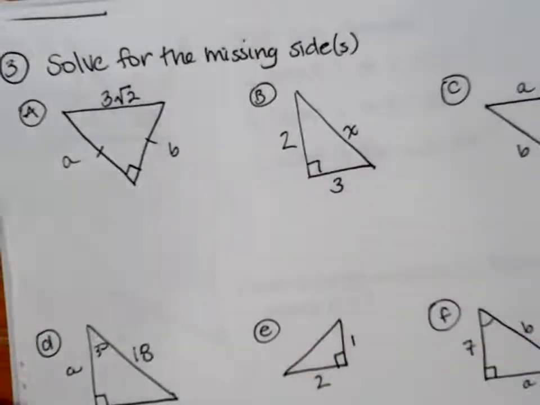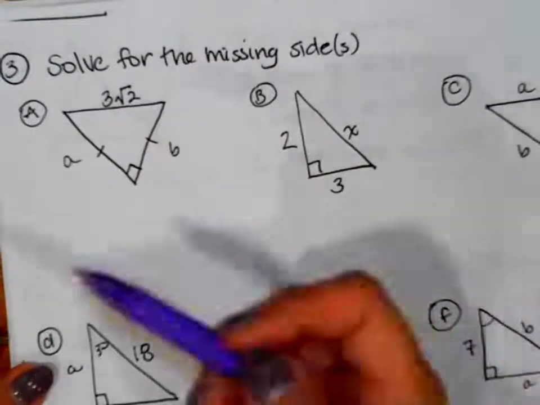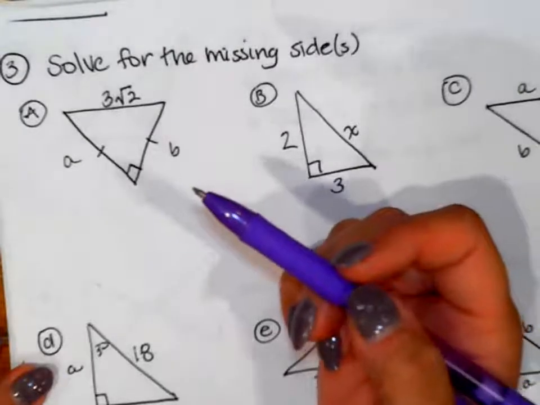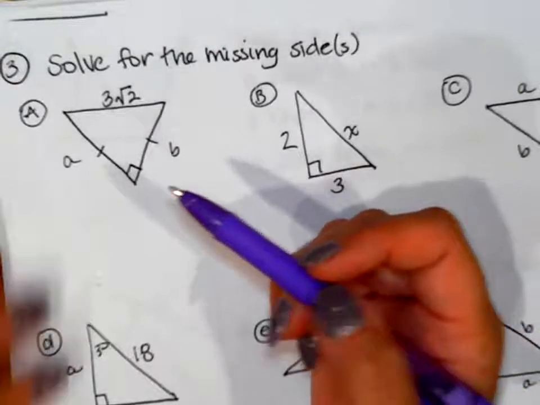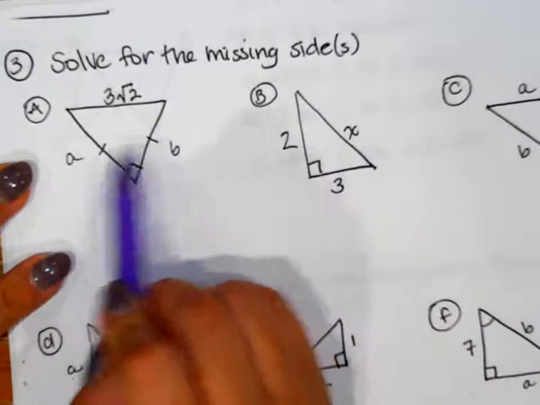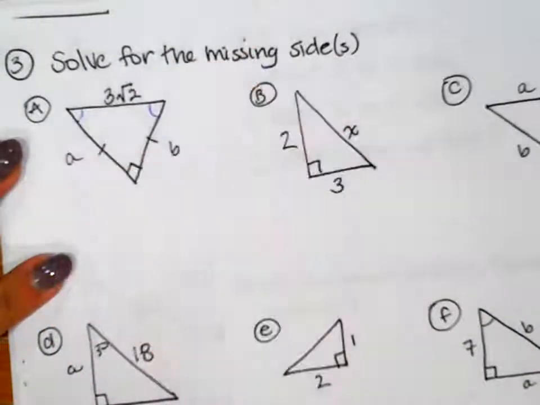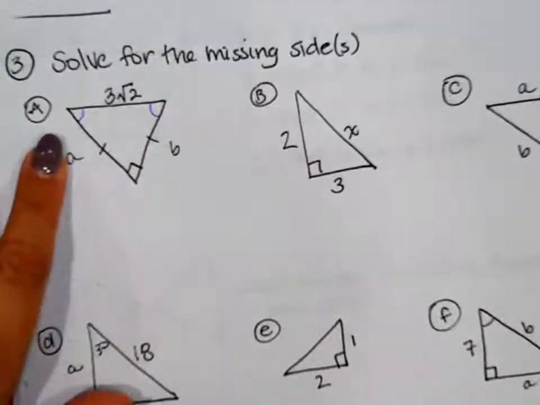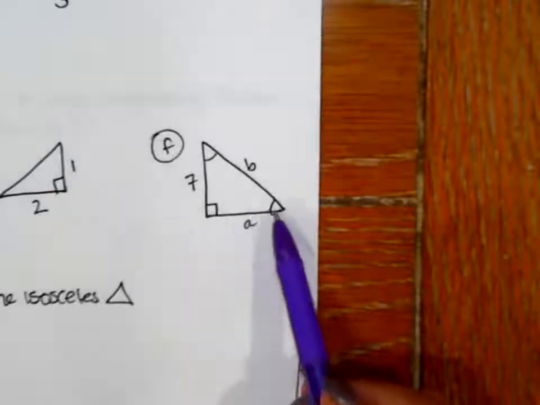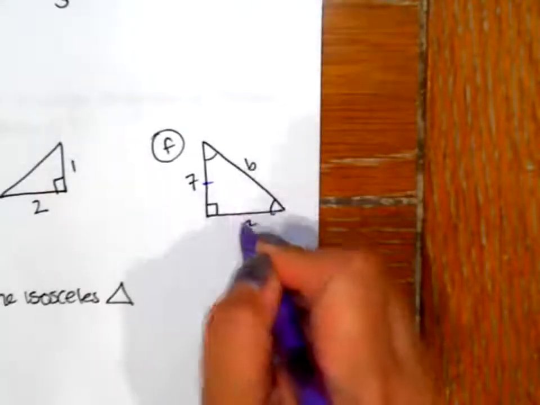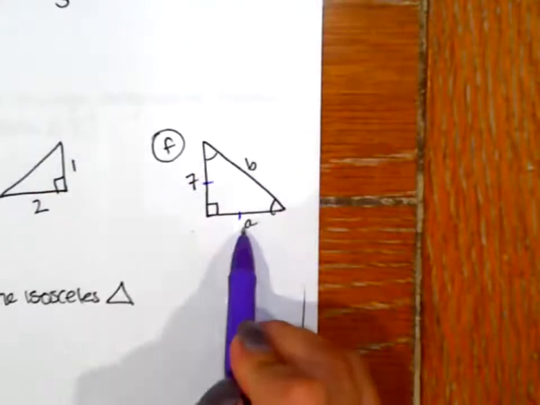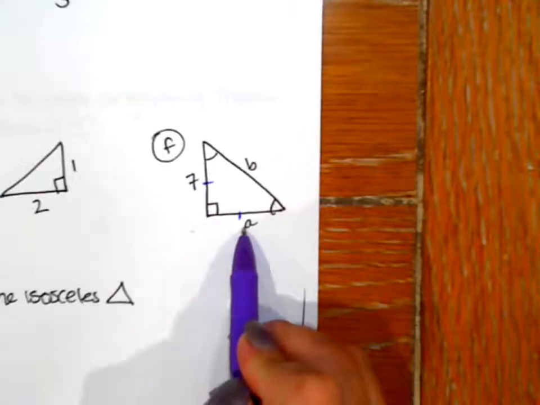The other thing you need to understand, there are multiple ways for me to identify a 45, 45, 90 triangle. I can mark these the same to make it isosceles, because if these are the same, then these guys are the same. If you look at letter F down here, these 2 are going to be the same because these angles are the same. These are 45, 45, 90 triangles.